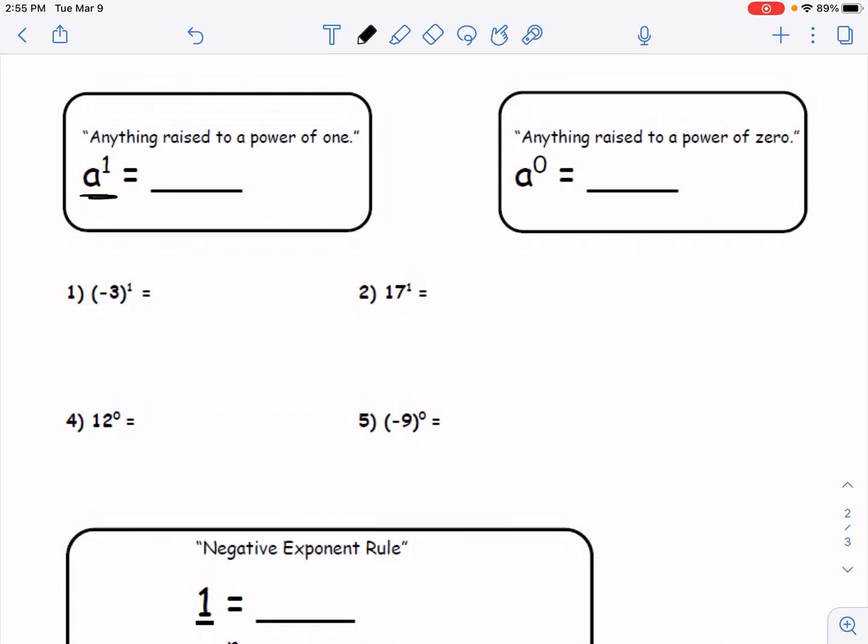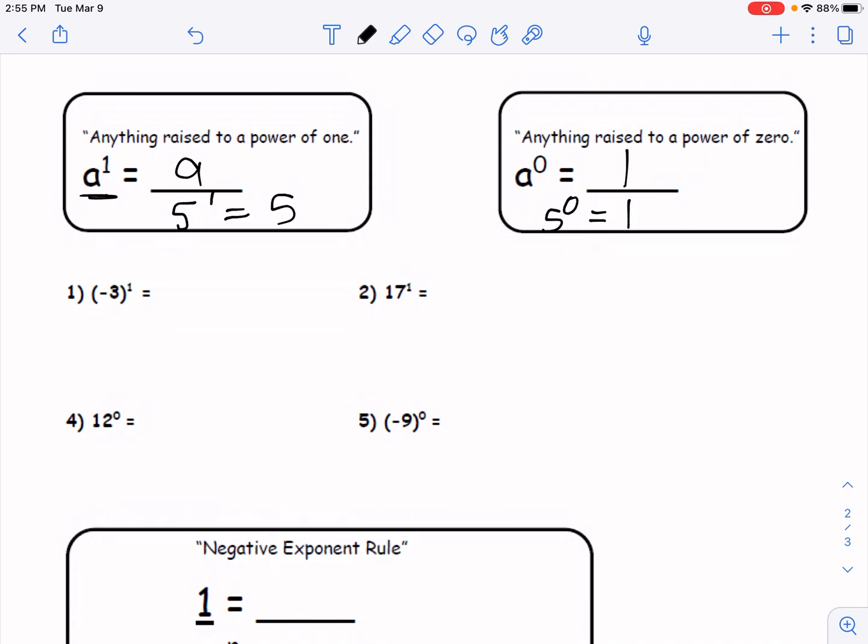Anything, no matter what it is, raised to a power of 1 is going to be that same thing back. For instance, 5 to the first power is still 5, okay? We have one factor of 5. Anything to the 0 power, this is just the rule here, is always 1. For instance, 5 to the 0 power is 1. So anything to the 0 power is 1, okay?